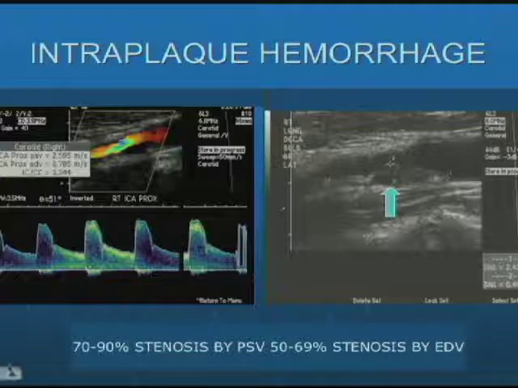In this patient, who has a 70 to 90% stenosis by peak systolic velocity, but only a 50 to 69% stenosis by end diastolic velocity, the presence of intraplaque hemorrhage may indicate to the surgeon that he would be more apt to intervene with endarterectomy or stenting because of this possible instability, and that would perhaps indicate to him that he would do the surgery before he might otherwise.